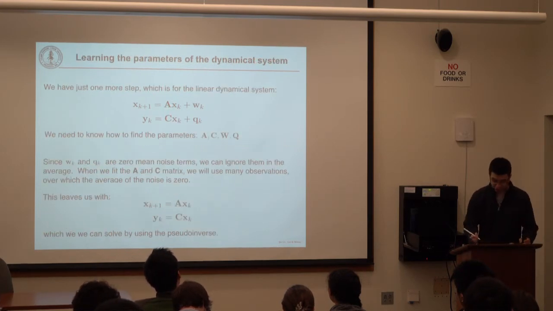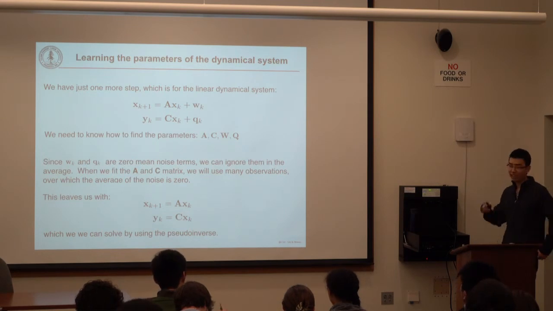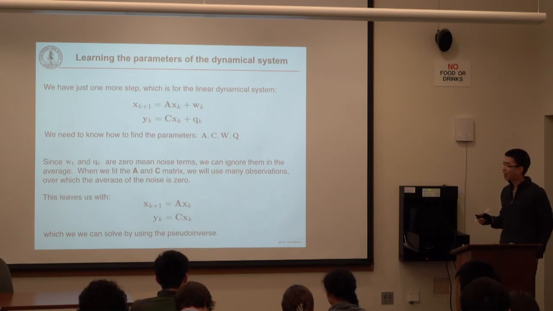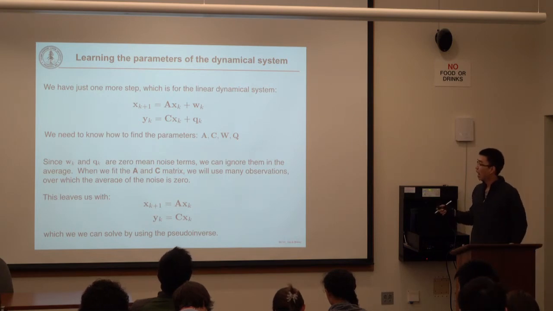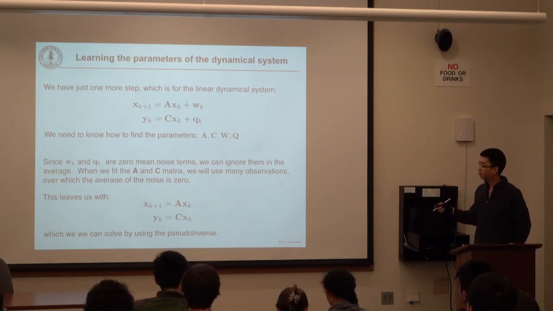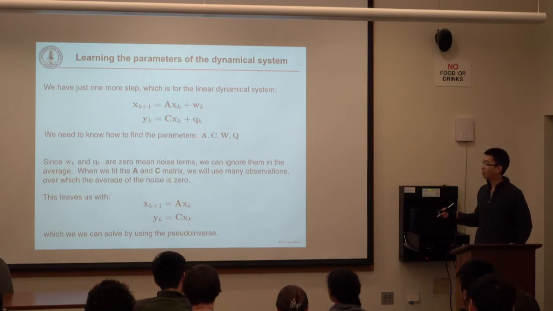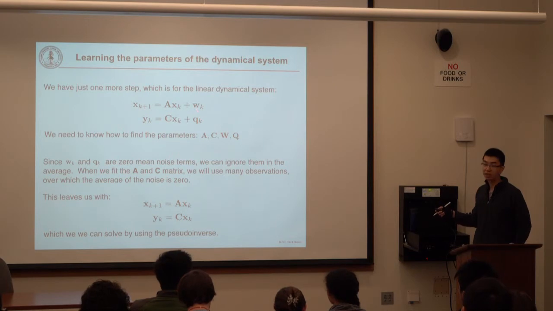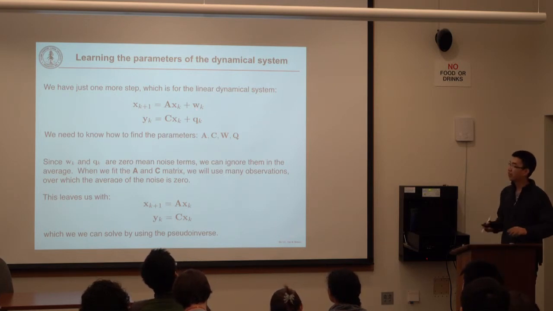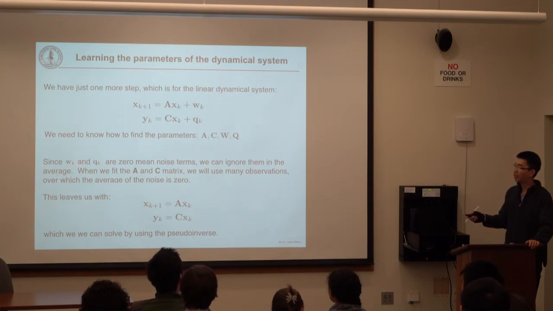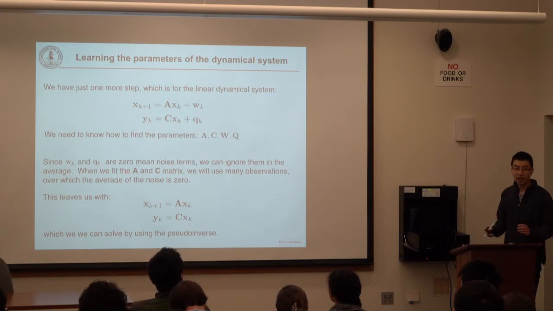And this will be the easier part of the lecture, I should say, because we've already set up the machinery to do this. We have these two equations, and we want to know how to find the parameters A, C, and then the covariance matrices of these noise terms W and Q. All right? The first thing we want to note is that because w k and q k are zero mean noise terms, we can ignore them in the average when we do our regression. What do I mean by this?